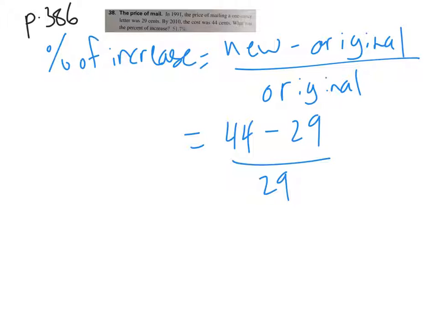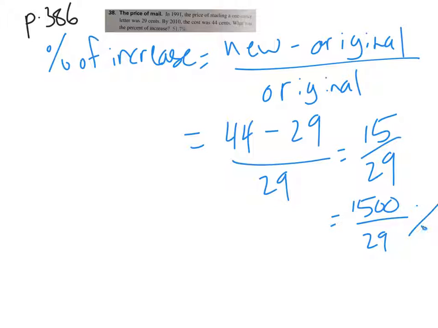So on top you subtract, you get 15 over 29. Now think about it. We want a percent out of this. Right now we have a fraction. Our rules essentially were to multiply by 100 if you want a percent. So if you multiply this by 100, you get 1500 over 29%. And you might as well just throw that in the calculator and get a decimal and round it because that's not a very useful number here.